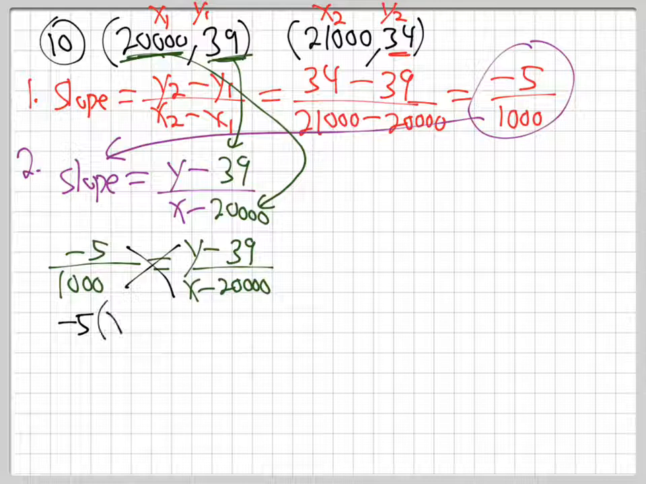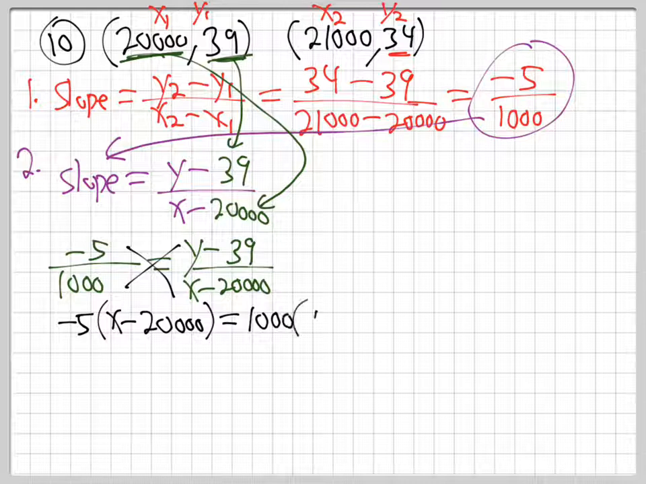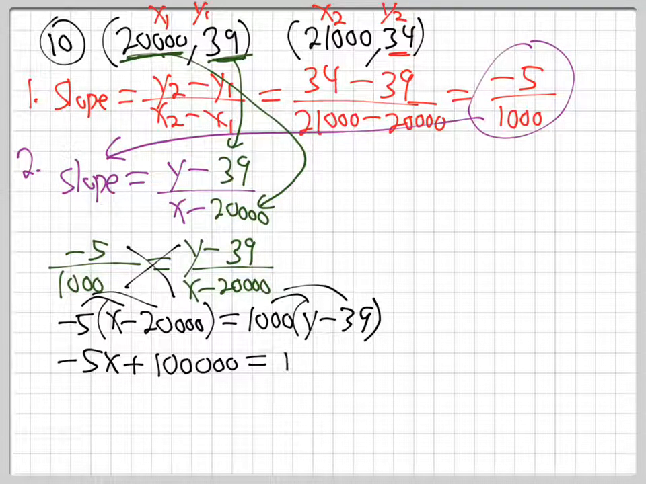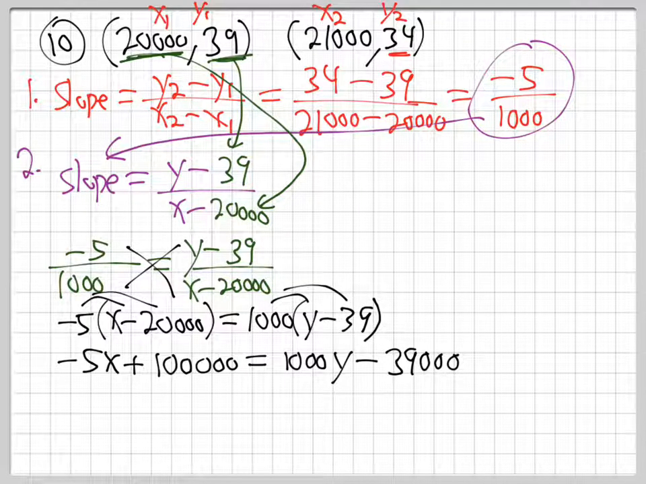And we get minus 5 times x minus 20,000 equals 1,000 times y minus 39. Distribute. Minus 5x plus 100,000. Distribute. 1,000y minus 39,000. We good to there? Now we're trying to get y alone. So what do we do to get y alone? Take the plus 39,000. That's right.